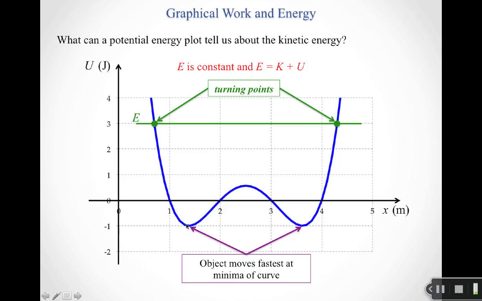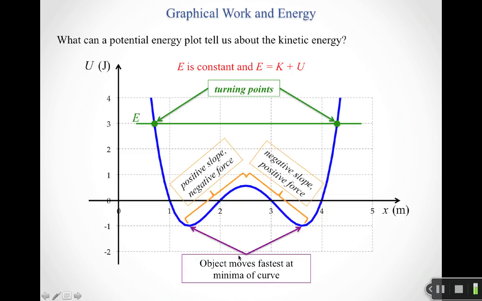So 4 joules of kinetic energy here means that my particle has as much kinetic energy as it ever will. Right? It had 3 joules here, down to 4 joules, back up to 3 joules, something less than 3 joules. So it just has the most kinetic energy at these particular points at the bottom. So the object moves fastest as it goes through the minima of my potential energy curve.